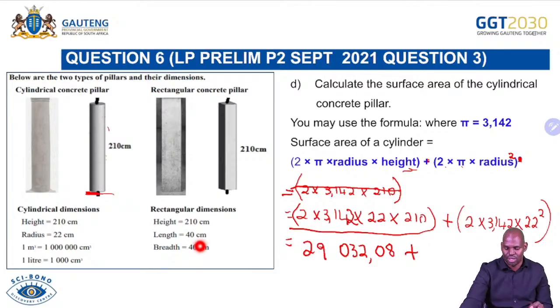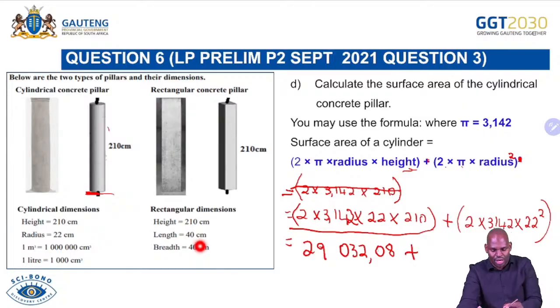Remember, even if you do part by part, you're not supposed to round off until you get to the final answer. So we keep 0.08 as is. Then the other part is 2 times 3.142 times 22 squared. Then this one is 3,041.456.